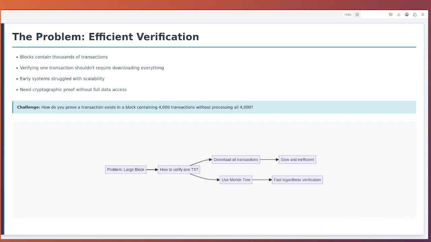In early systems, this was exactly the problem. Verifying one transaction meant processing everything. It's like having to read an entire encyclopedia just to verify one fact is in there. This scalability issue could have killed blockchain before it even started. We needed a way to prove a transaction exists in a block without having to examine every single transaction. This is where Merkle trees come in as an elegant solution.